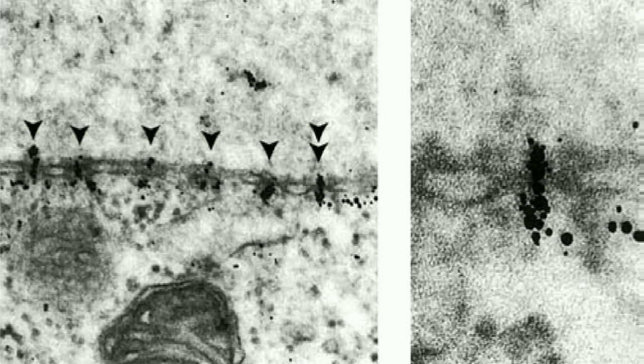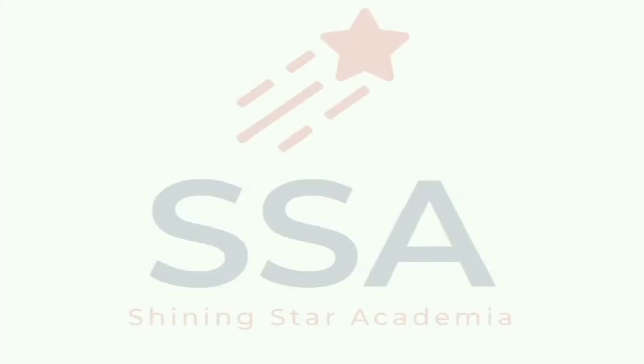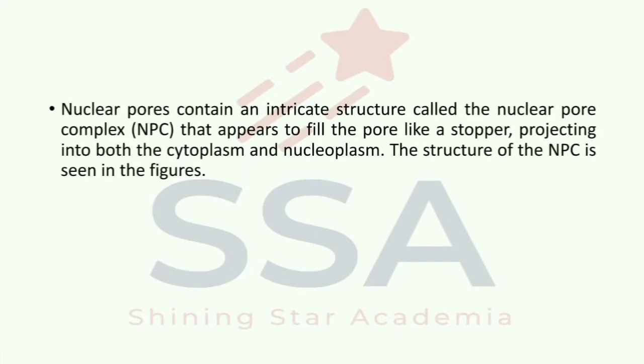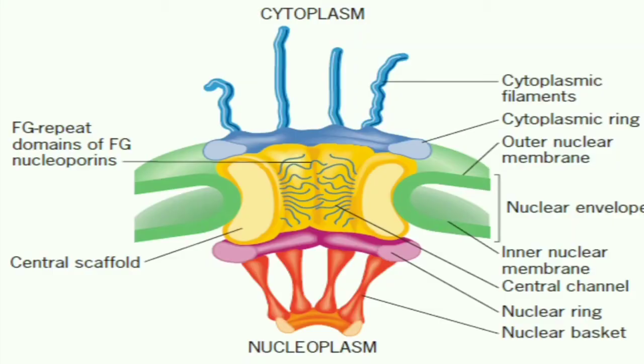This is the electron micrograph of the nuclear-cytoplasmic border taken a minute after the injection with gold particles that had been coated with a protein normally found in the nucleus. These particles are seen to pass through the center of the nuclear pores on their way from the cytoplasm to the nucleus. This arrow shows the nuclear pores. Nuclear pores contain an intricate structure called the nuclear pore complex that appears to fill the pores like a stopper, projecting into both the cytoplasm and nucleoplasm. The structure of the nuclear pore complex is seen in the figures.